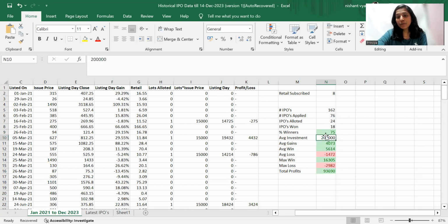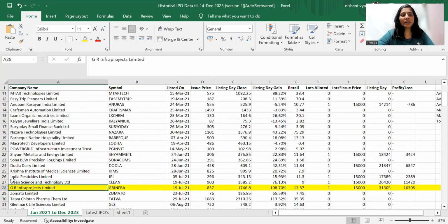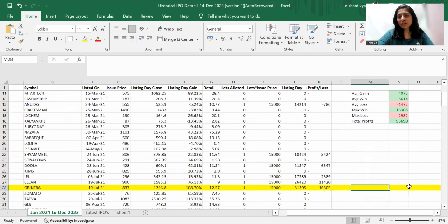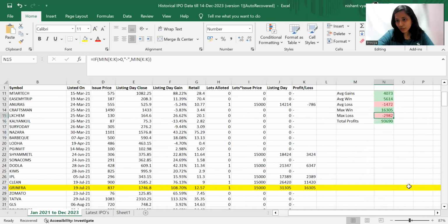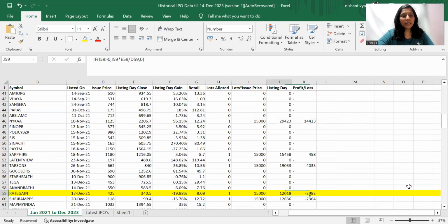The average investment, so if you would have started with 2 lakh rupees of investment, then you would have made a total profit of 93,690 rupees so far. The max win on the listing day is 16,305, which is through GR Infra Limited, which was listed on 19th of July 2021. And max loss is 2,982, which was through RateGain.